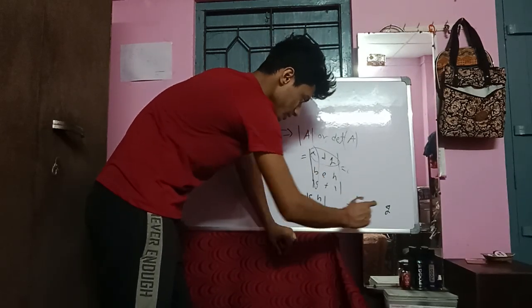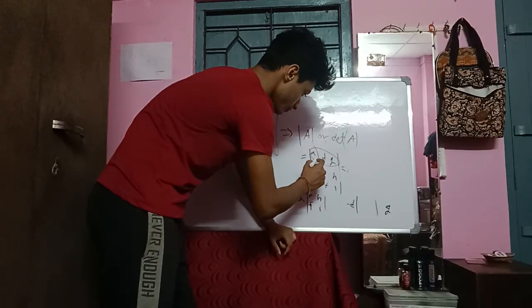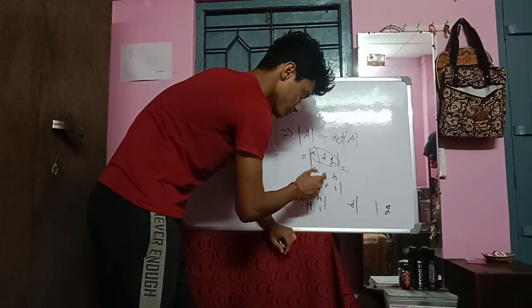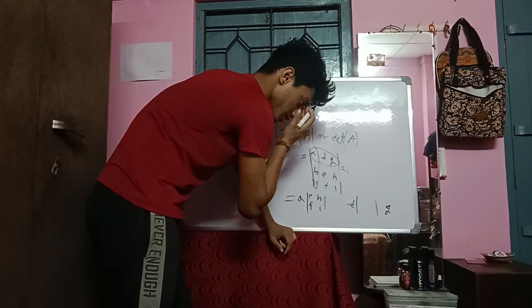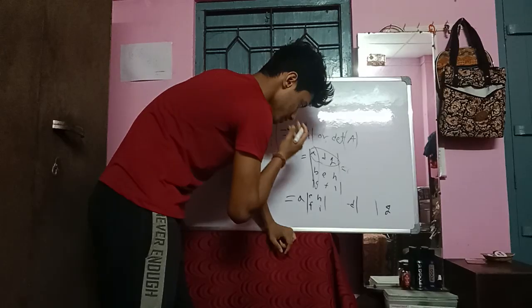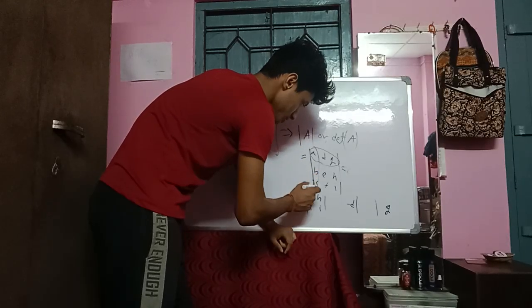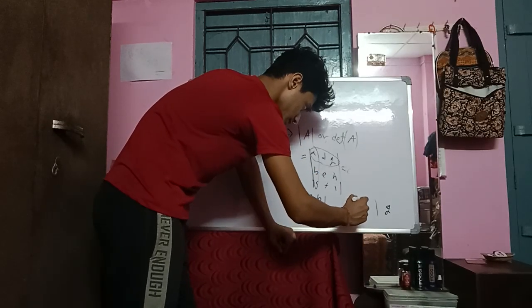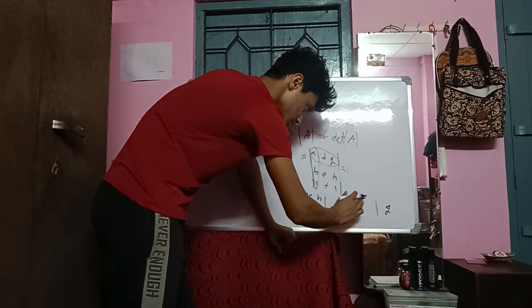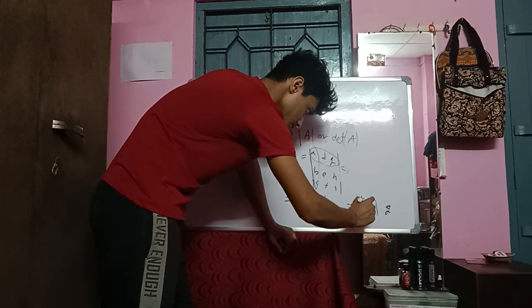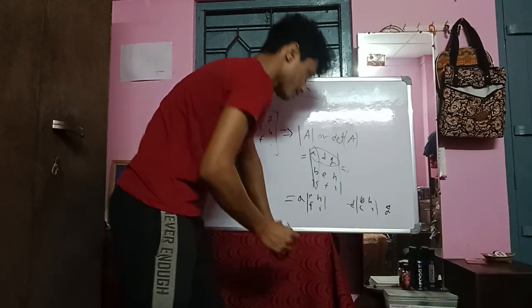We will do the same with D as well. D is part of the second row and the first column, so we will ignore these two. And the elements we are going to be left with are B, C, H, and I. We are going to form a determinant with that: B, C, H, and I.